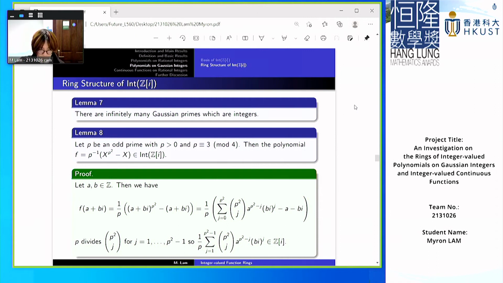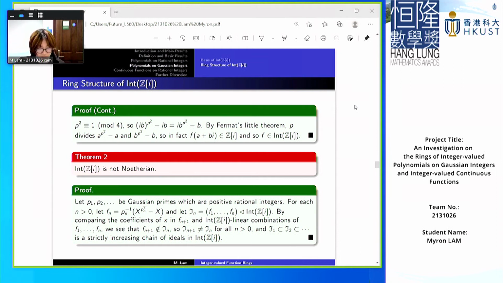squared minus x. This can be proven by substituting any Gaussian integer a plus bi into the indeterminate, which gives us the expression shown on the side. P squared choose j is divisible by p for j between 1 and p squared minus 1 inclusive, so excluding the first term and the last term, the summation divided by p is a Gaussian integer.